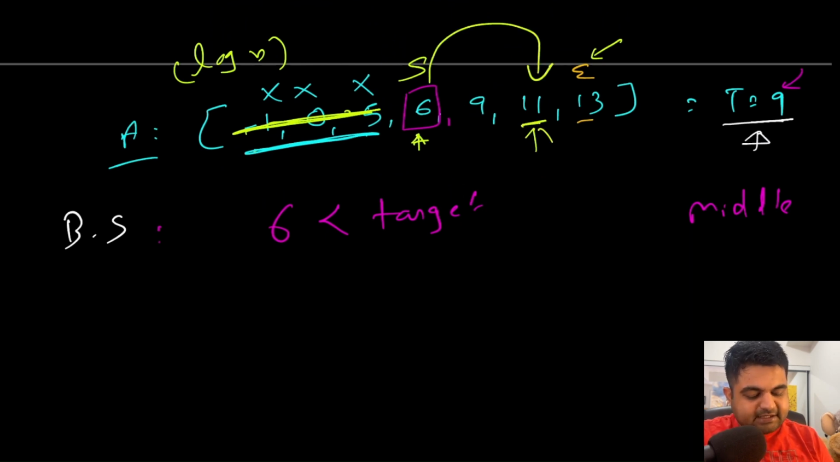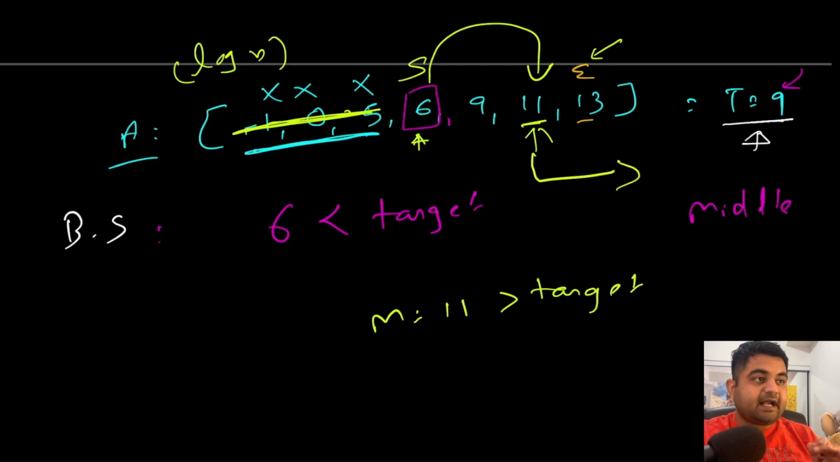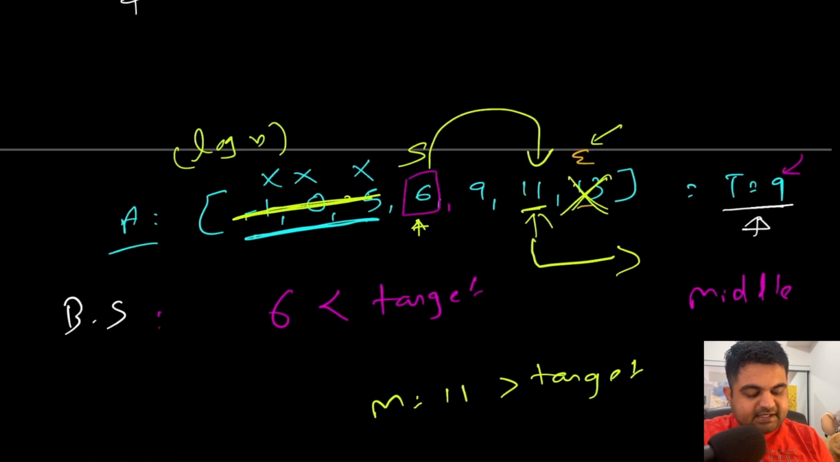So now the next middle pointer is value number 11. 11 is actually greater than the target value, which means that the target value can never reside on the right side of this 11. So we can eliminate this character, and now we only have these three values, 6, 9 and 11, and we are going to mark 11 as our ending pointer.